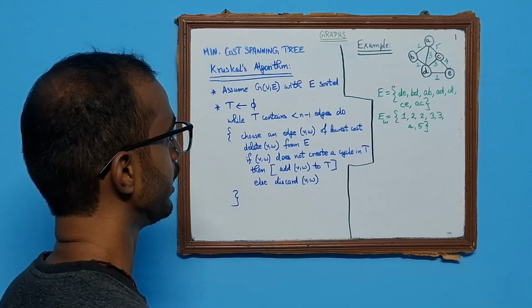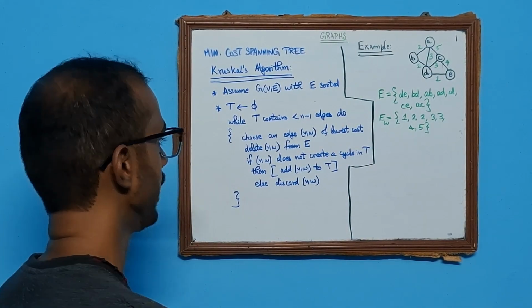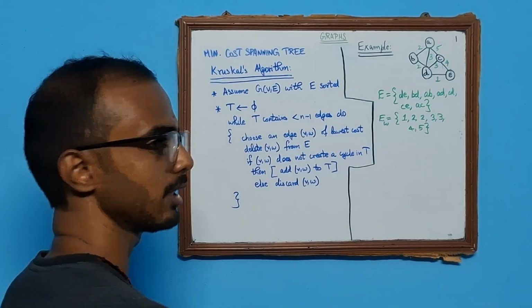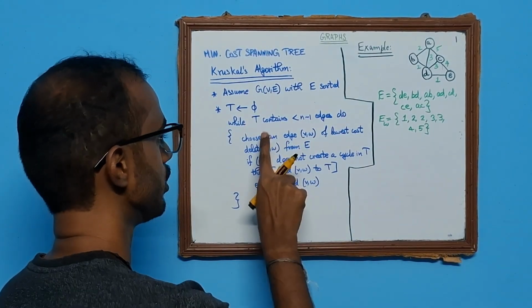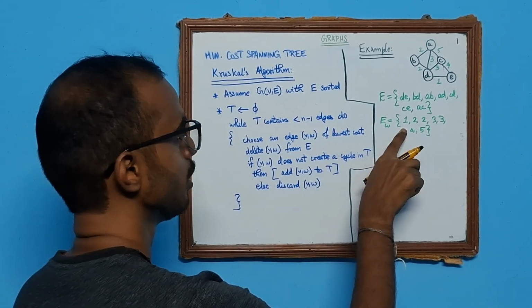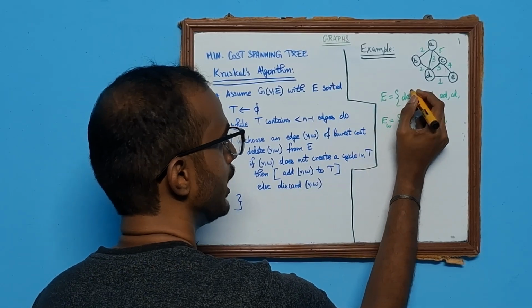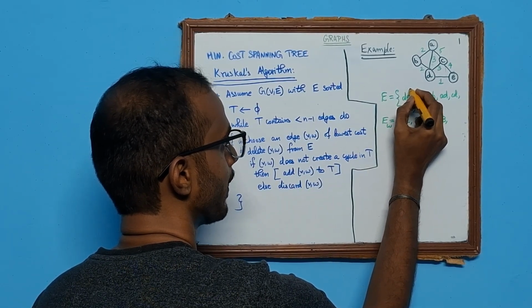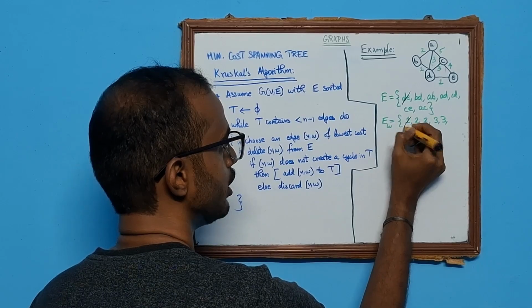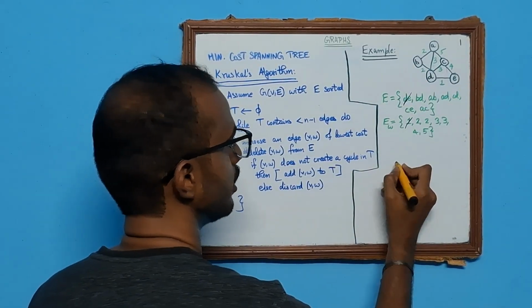Let me start writing the spanning tree. While T is empty, so initially the tree will be empty. Now T contains, obviously, fewer than n-1 edges. We have to choose the lowest cost. Which is the lowest cost here? 1 is the lowest cost. Now we need to delete that edge. I am deleting this edge DE. Now we have the spanning tree with DE.